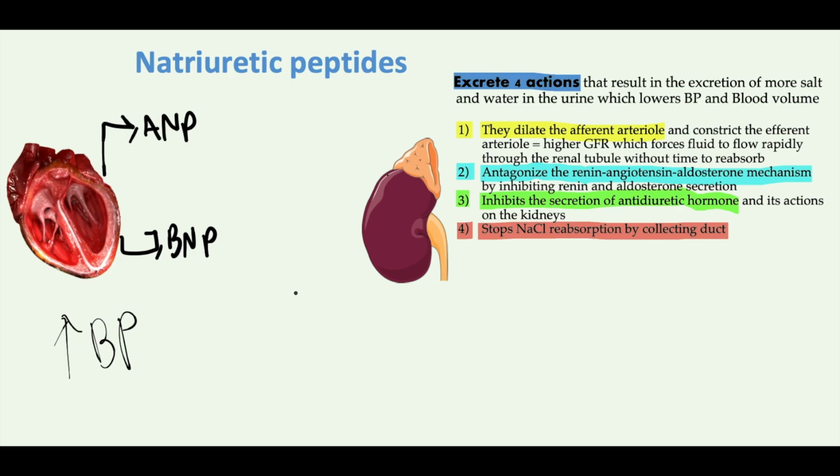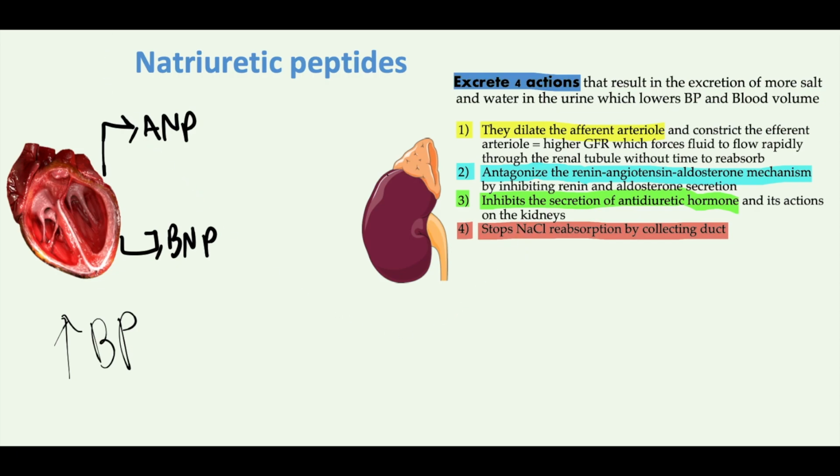Today we'll just talk about what the natriuretic peptides do toward the urinary system. The natriuretic peptides have four actions that result in the excretion of more salt and water in the urine, which lowers blood pressure and blood volume. The whole purpose of natriuretic peptides is to lower blood pressure and blood volume. The excretion of more salt in the urine is called natriuresis, and the excretion of more water in the urine is called diuresis. So now let's talk about the four actions.